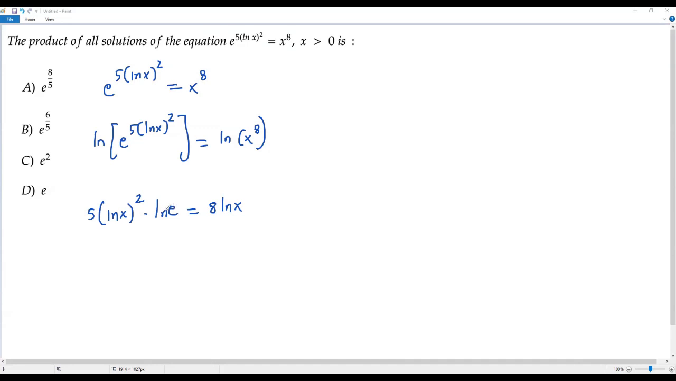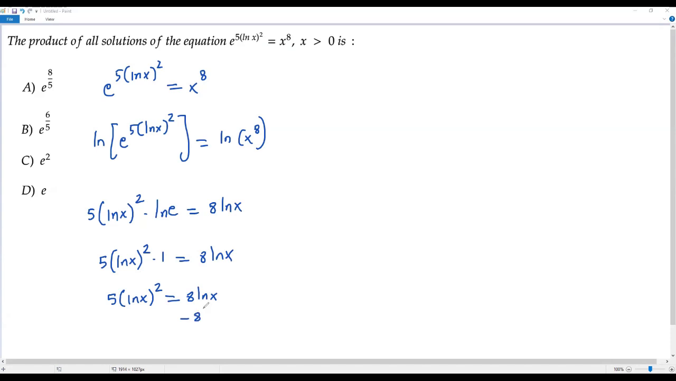Already I said ln is a natural logarithm and its base is e. Here, what is the argument of the logarithm? That is also e. In a logarithm, if the base and argument are both the same, the value of such a logarithm is just 1. So for this logarithm, the base is e, the argument is also e, so the value is just 1. Then we get (5 ln x)^2 times 1, which is still (5 ln x)^2, equals 8 times ln x.